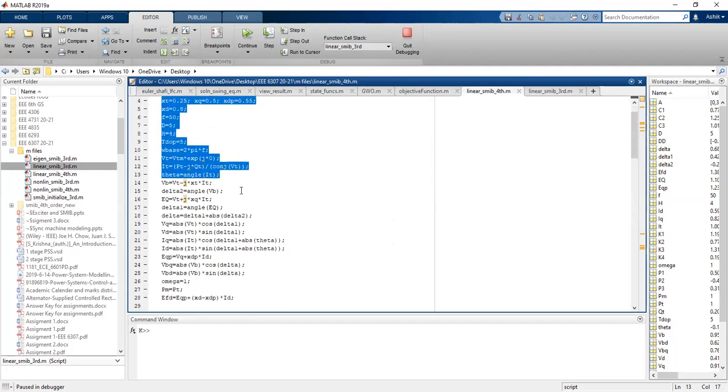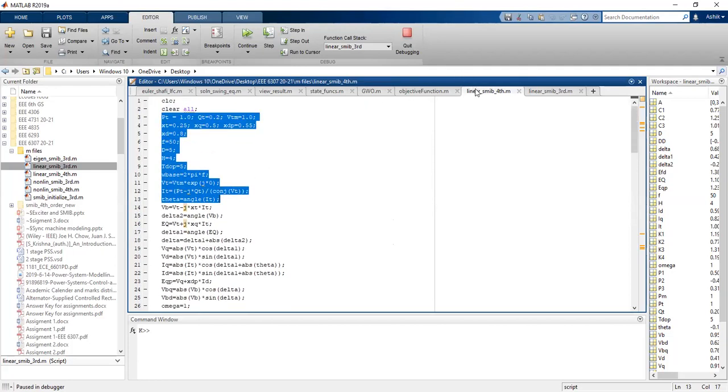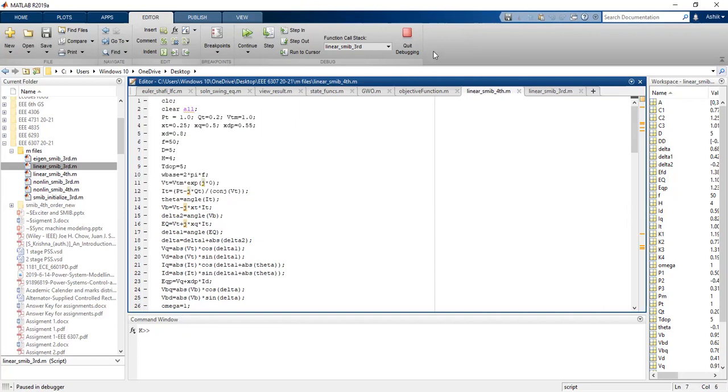Okay, are you seeing the fourth order file, the linear SMIB fourth, or you are still seeing the linear SMIB third? That No, voice is broken. Still broken. Fourth, sir. Okay.